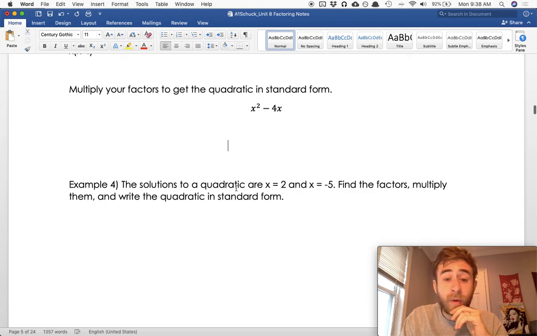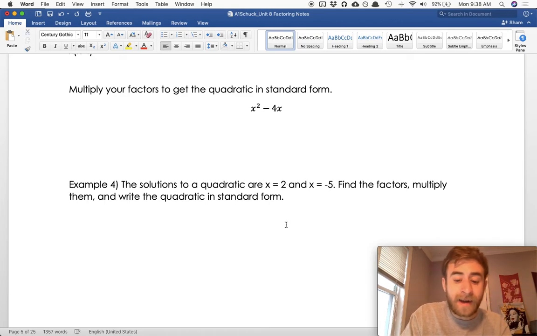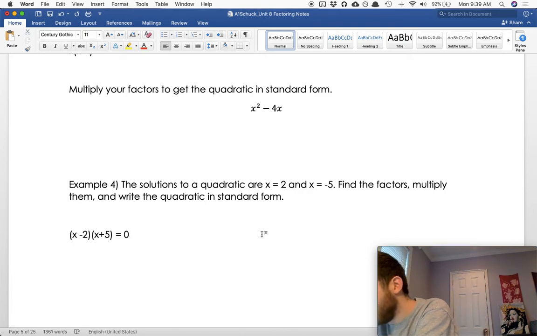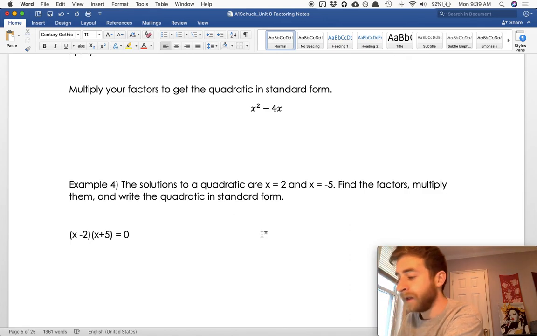So the solutions to a quadratic are x equals 2 and x equals -5. This is asking us to find the factors, multiply them, and write the quadratic in standard form. So I know that if my solutions, or my roots, or my zeros, my x-intercepts are x equals 2 and x equals -5, my factored form is going to be (x - 2), the opposite sign, and (x + 5), the opposite of this -5, equals 0. And now all I've got to do is multiply here to find that quadratic in standard form.